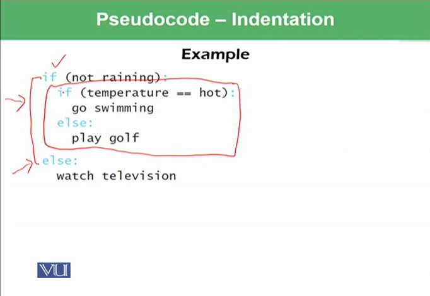So how will it perform? If it is raining, the condition not raining will be false, and it will come over here and say watch television, sit at home and watch television. There is no need to go outside. However, if it is not raining, then it will check another if: temperature is hot. If the temperature is hot, it will say go swimming. And if the temperature is not hot, it's cool, then it will say play golf.